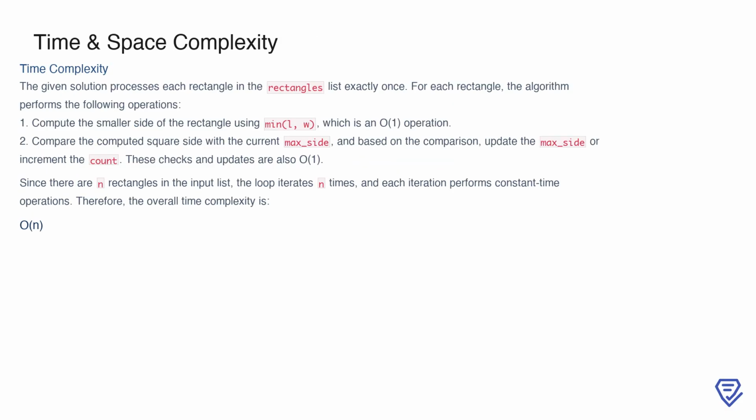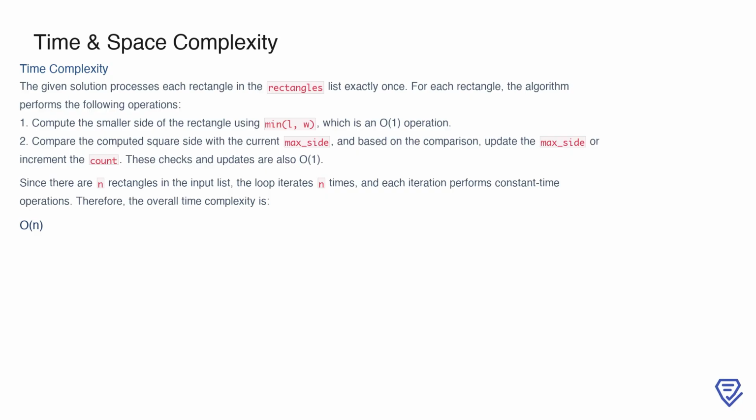The time complexity of this solution is determined by how we process the input list of rectangles. Each rectangle is processed exactly once, and for every rectangle, we calculate the smaller side using the min(L, W) operation. This operation runs in constant time, O(1). After that, we compare the computed square side with the current maximum side, max_side, and either update the maximum or increment the count. These comparisons and updates are also constant time operations.